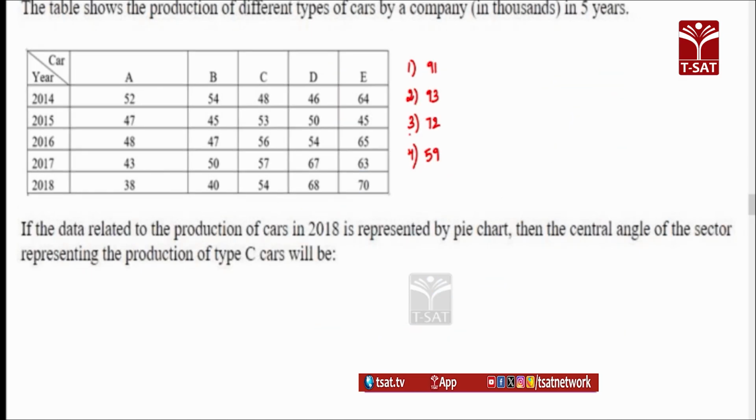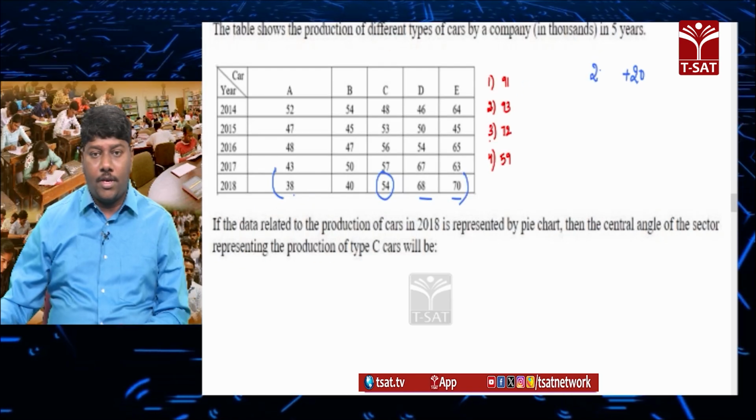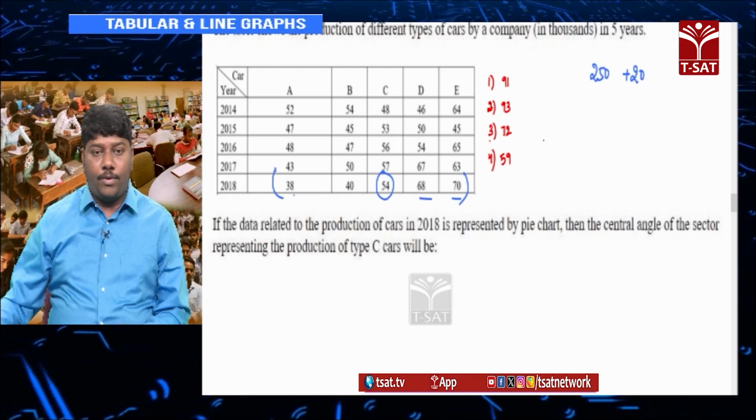Look at the next one. If the data related to the production of cards in 2018 is represented by a pie chart, again the entire 18 is represented by the pie chart, then the central angle of the sector representing the production of type C cards will be, type C is what he is asking you, right. So look at this, 8 is 16, 16 plus 4 is 20. Keep this 20 aside, plus do all the tens, like 30 plus 40, 70 plus 50, 120, 130. 120 plus 130 is 250. So 250 plus 20 is 270.